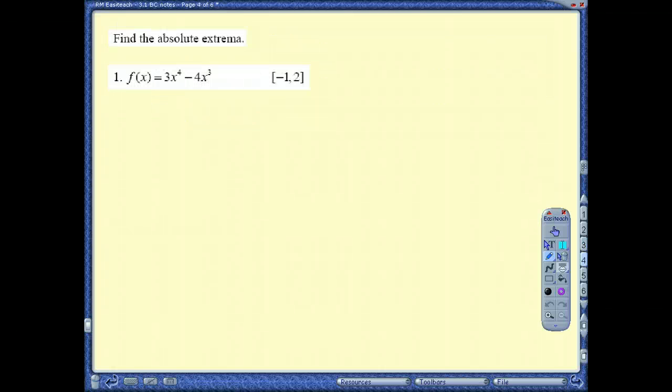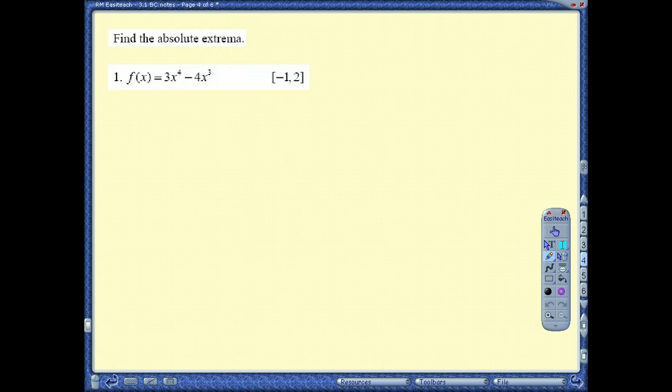So let's see what this is going to look like. They want us to find the absolute extrema. They've given me the equation 3x to the fourth minus 4x to the third. I have a closed interval, so I already know I am guaranteed to have an absolute min and an absolute max.